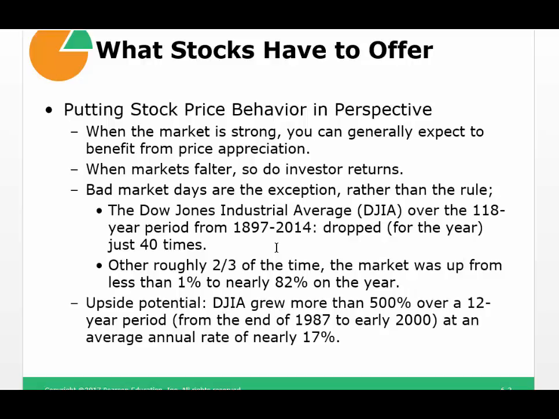Of course, the other thing happens when markets falter, right? When the markets are falling, stock prices are falling. So over the last 118 years, it's said here that the Dow Jones Industrial Average has dropped just 40 times. So less than half of the time. 2/3 of the time, the stock market was up from less than a point to nearly 82% on the year. So the volatility, the changes that we see are there. However, a vast majority of the time, we're going to see increases in stock markets rather than decreases, right?